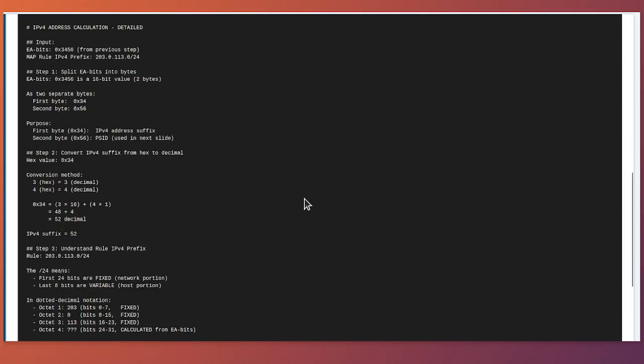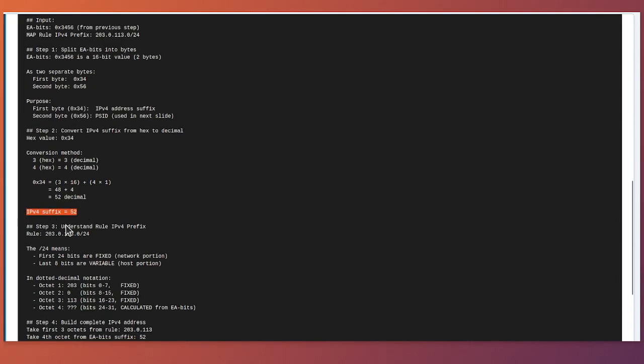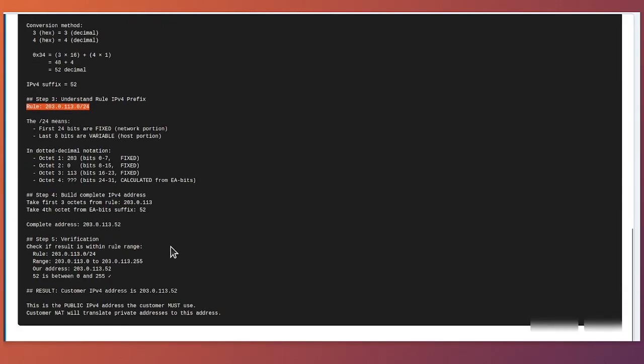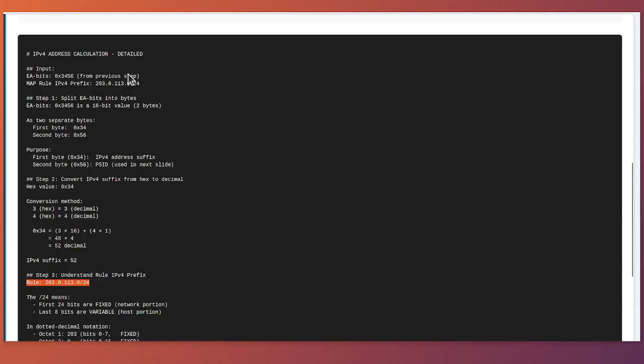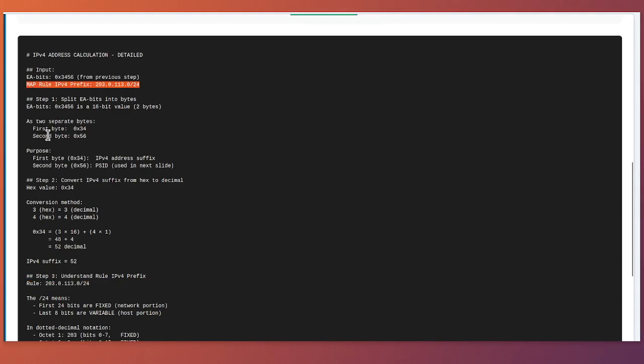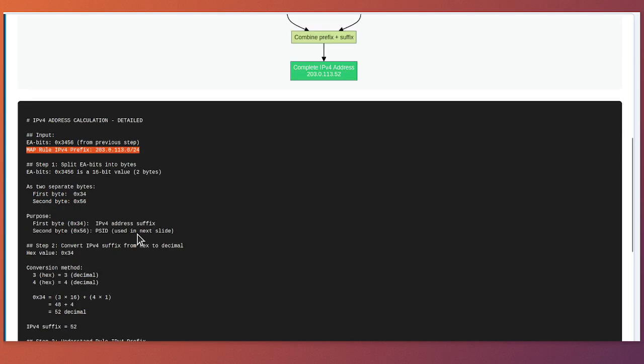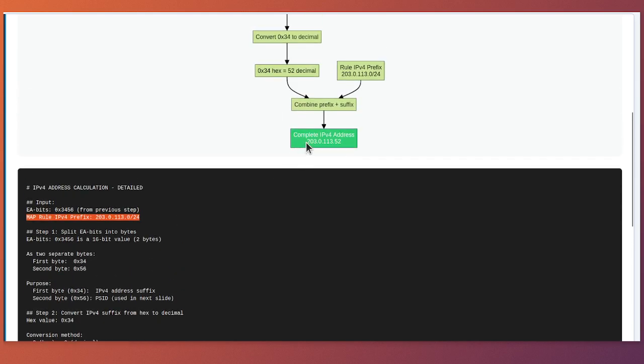Now, we combine this suffix with the rule IPv4 prefix to construct the complete IPv4 address. The MAP rule specifies that the rule IPv4 prefix is 203.0.113.0/24. A /24 prefix means that the first 24 bits, or equivalently the first 3 octets, are fixed by the rule. Those three octets are 203, 0, and 113.